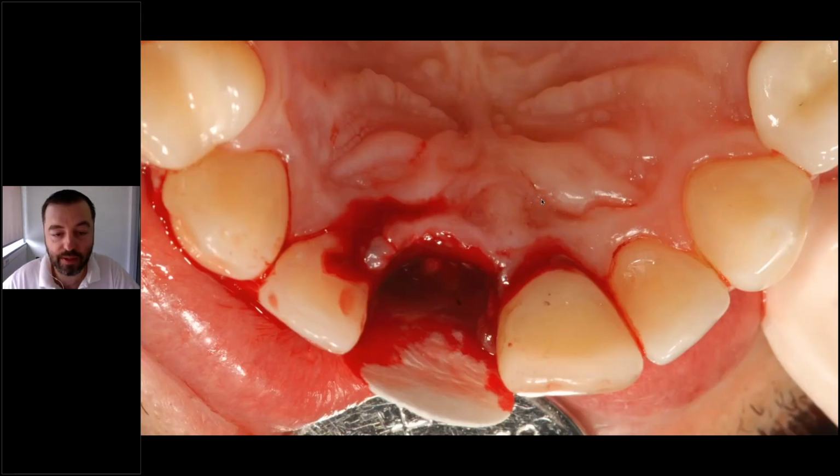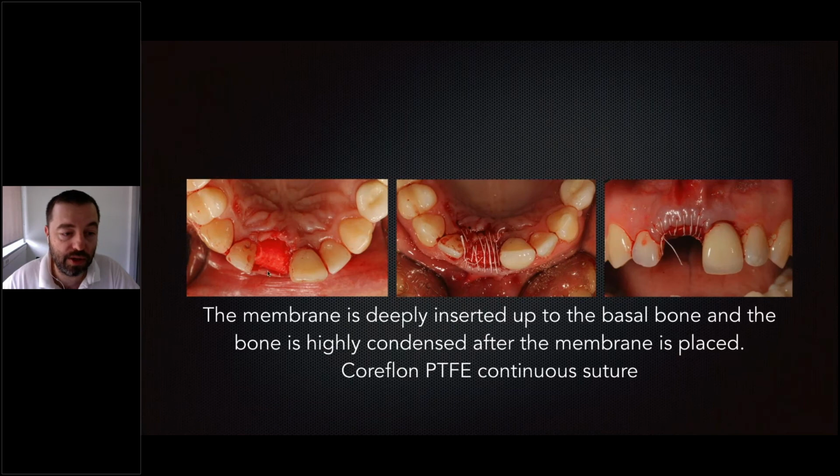So this is a close-up, and you can see that we did not touch the papillae at all, and we did not touch the periosteum. So a continuous suture with PTFE is the most important thing, because the PTFE is not generating tension on the free gingival margins.